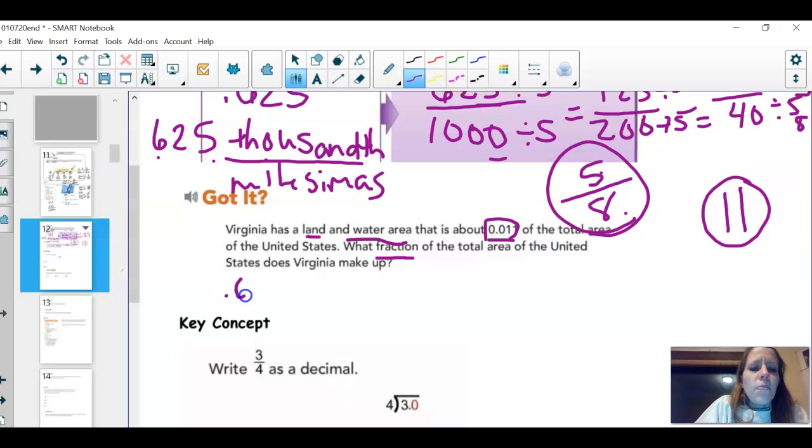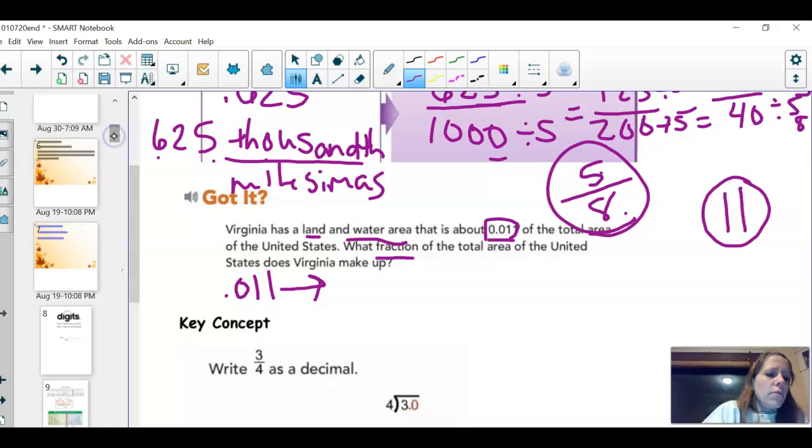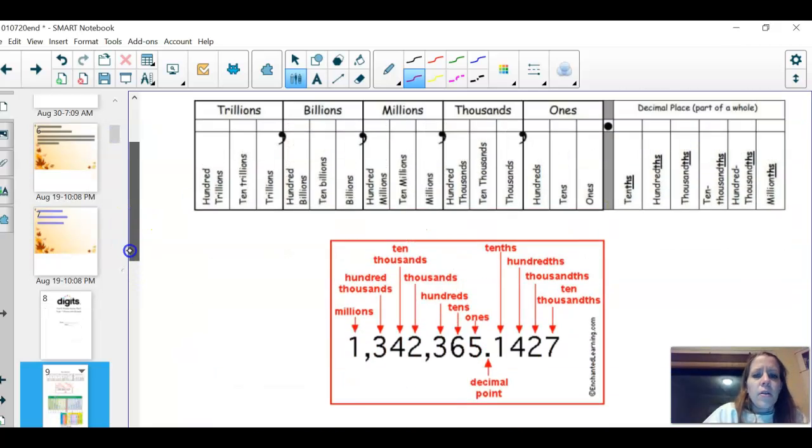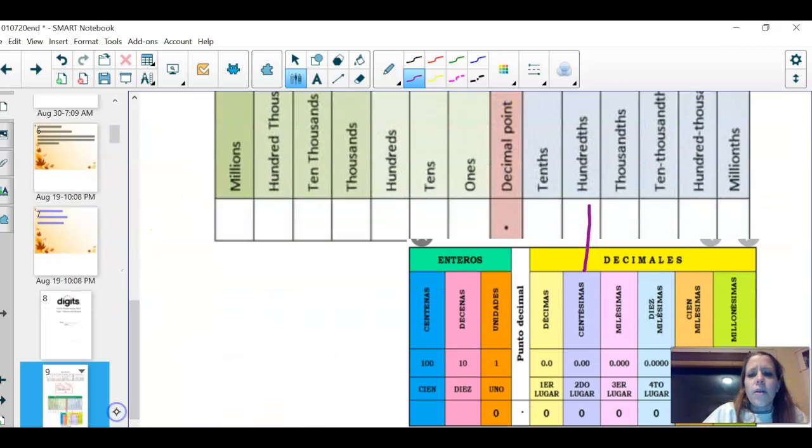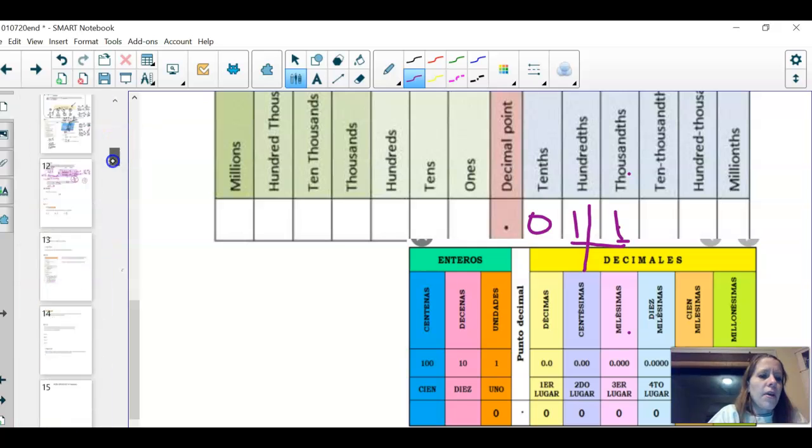So I have 0.011. So I think, okay, 0.011. So I have 11 thousandths or 11 milésimas. Okay, 11 milésimas or 11 thousandths.